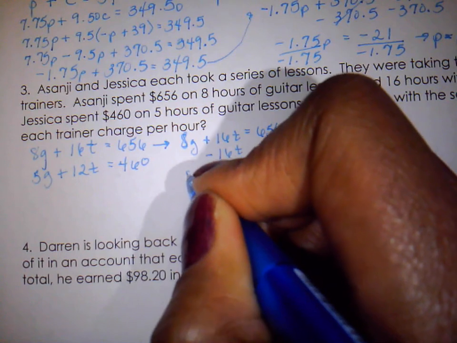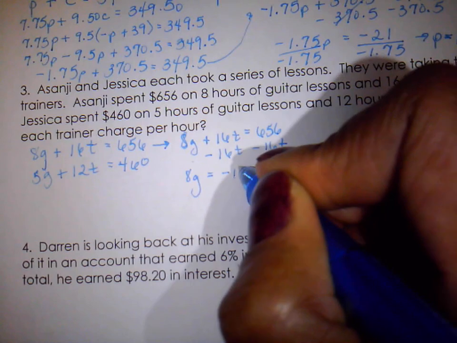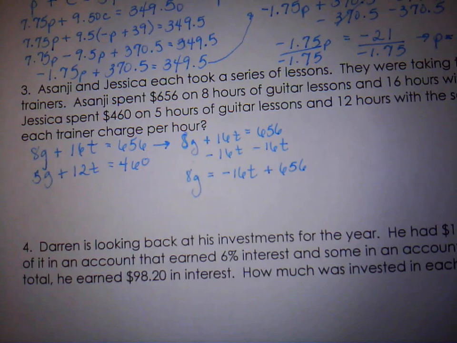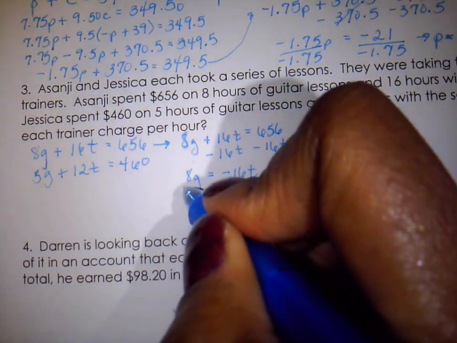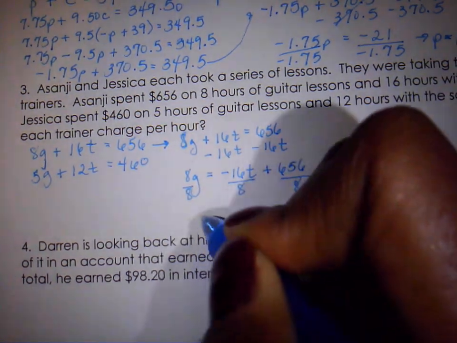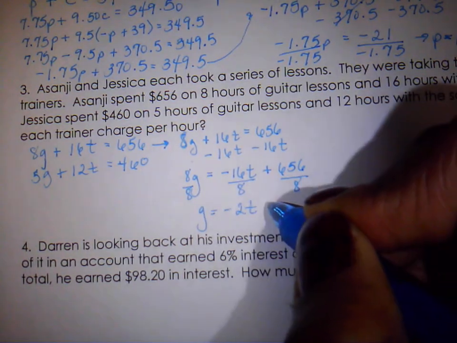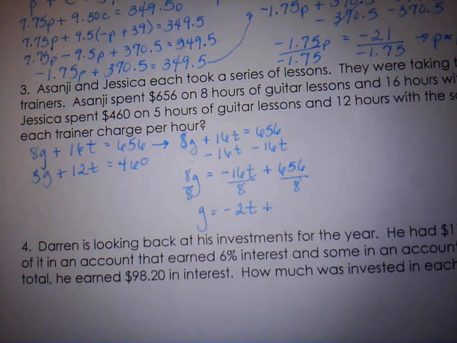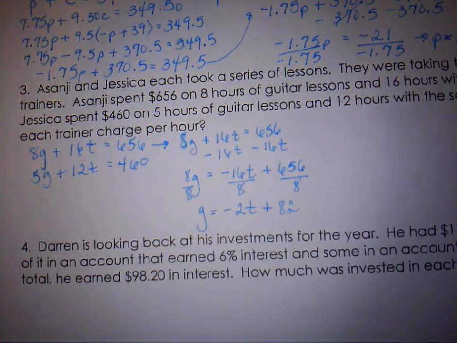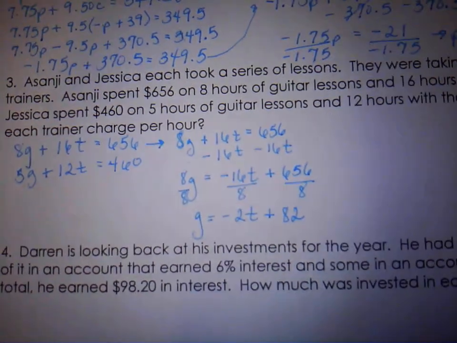So now I have 8G is equal to negative 16T plus 656. And I'm going to divide every term by 8. And I have that G is equal to negative 2T plus 82. So far, so good?